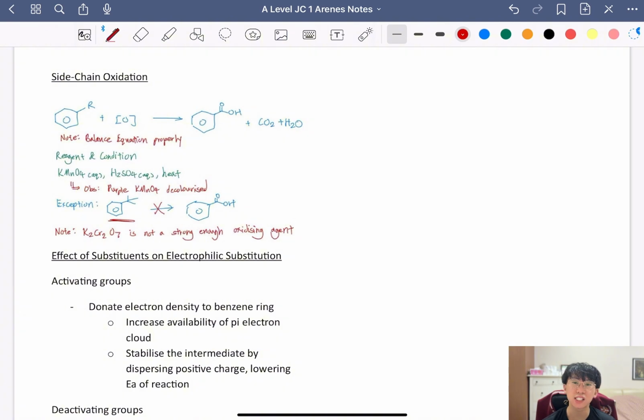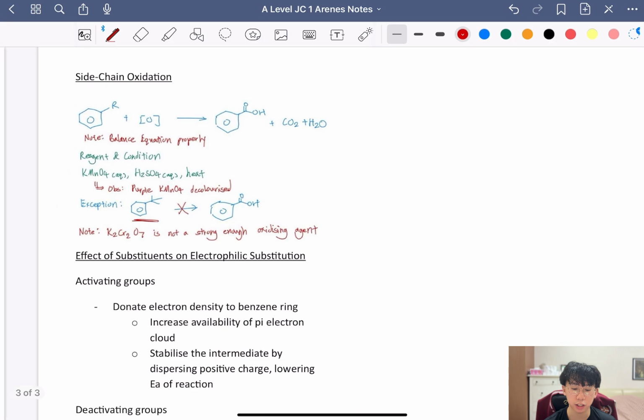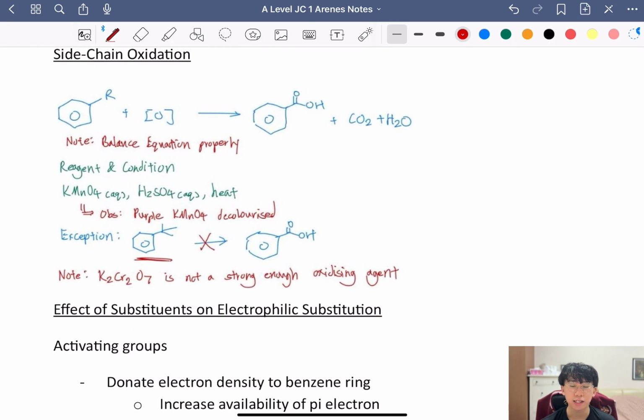I can also do side chain oxidation for my arenes. Now what side chain oxidation does is that if there's any R group that is tied to the benzene ring, I can oxidize, and under the reagents and conditions of KMnO4 and H2SO4 heat, I can form my benzoic acid. It doesn't matter how long the R group is, how many carbons there are, it's going to get oxidized and you will just form your benzoic acid.